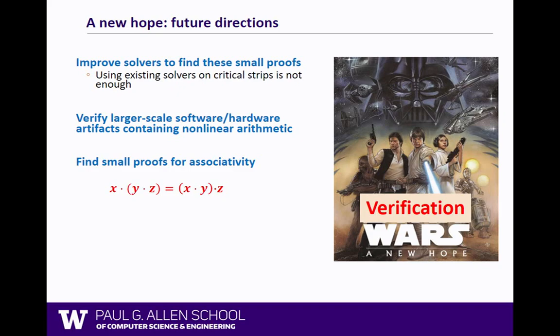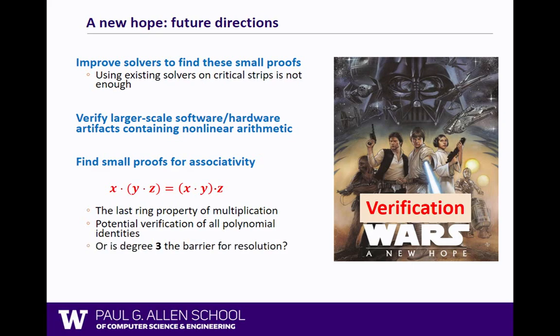And then there's also this open problem of finding small proofs for associativity. This is a degree 3 identity. And so far, we're not sure whether this has small proofs, or maybe they require exponentially large resolution proofs. Okay, so this is the last ring property of multiplication. We've proven all the other ones like commutativity and distributivity. This is the only one left. So we think that if we can get a proof for this, we may be able to get small proofs for any polynomial bit vector identity. Or maybe degree 3 is a barrier for resolution. This is open. Thank you.